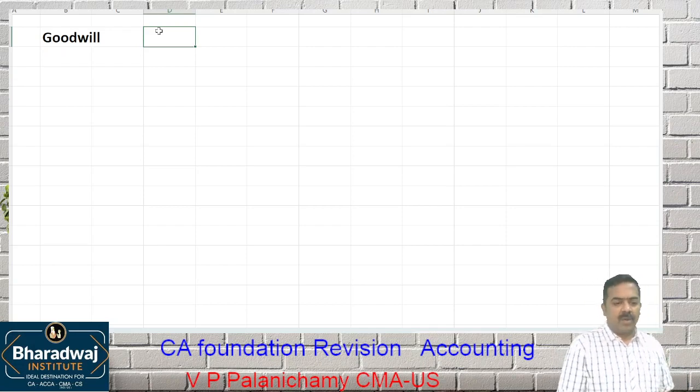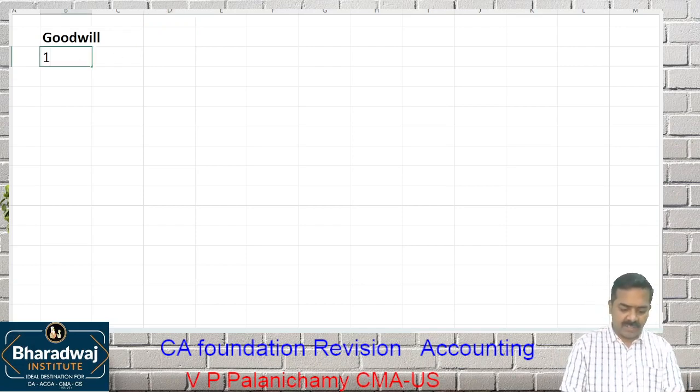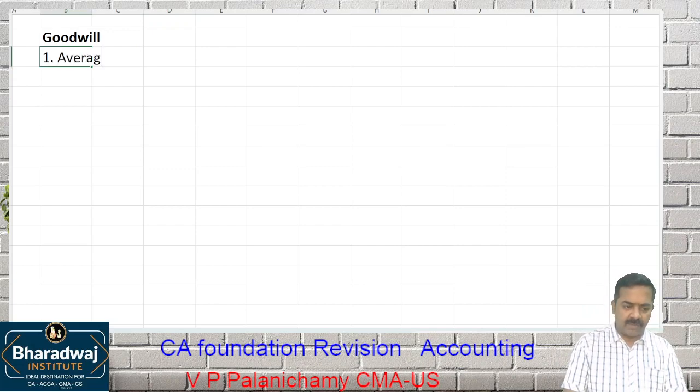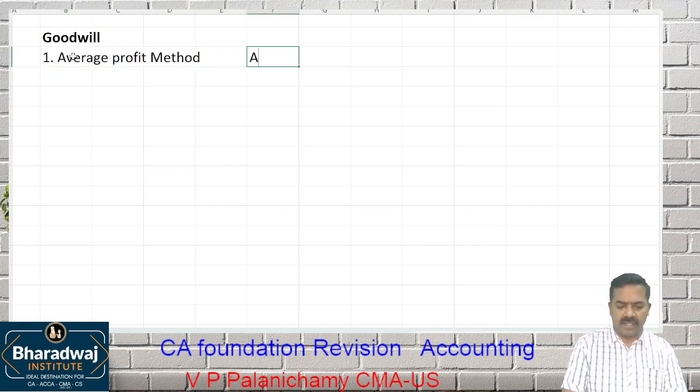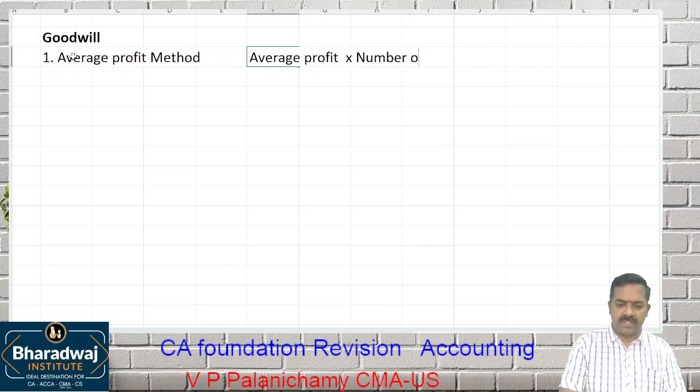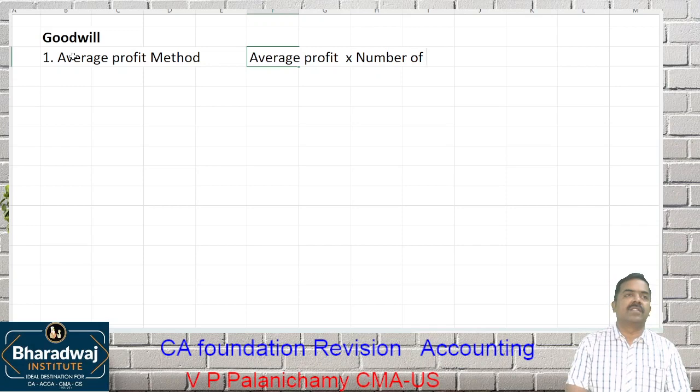Okay, so how to value the goodwill? The first method is which one? Average profit method. How to work out under average profit method? Take the average profit into what? Number of years of purchase. Number of years of purchase is nothing but in future how many years this profit can be maintained.